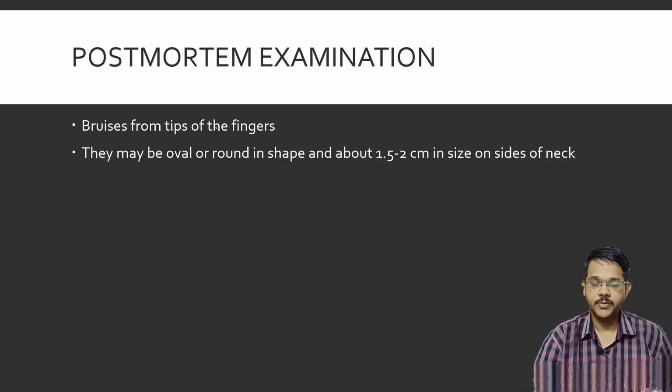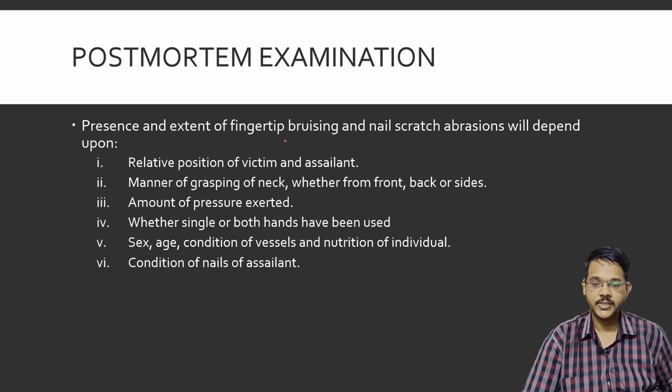Bruises are mainly seen because of the tips of the fingers. They may be oval or round in shape, about 1.5 to 2 cm in size, on either side of the neck. The presence and extent of fingertip bruising depends on various factors. There may be bruising as well as nail scratch abrasions, depending upon the relative position of the victim and the assailant. Whether the victim is sitting or lying down, and how the assailant attacked, determines where the fingertip bruises and nail scratch abrasions will be present.